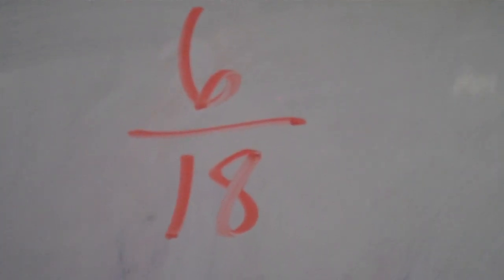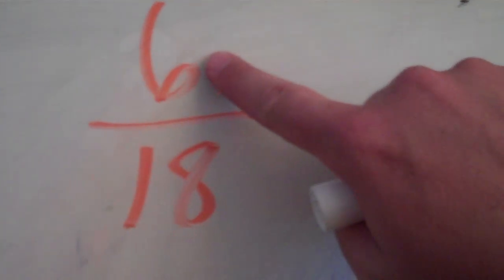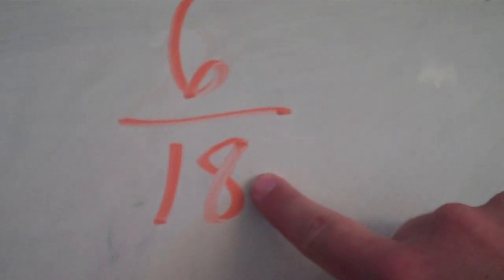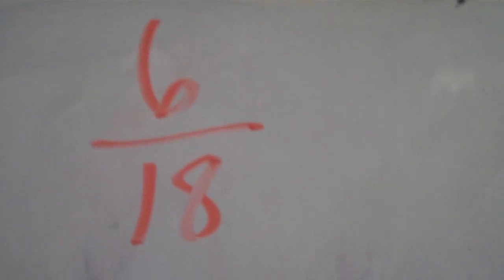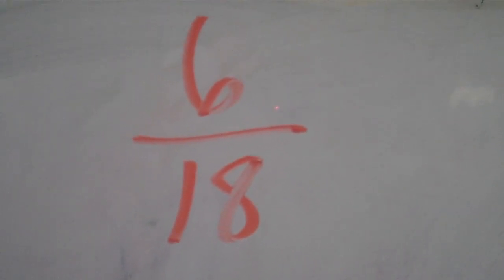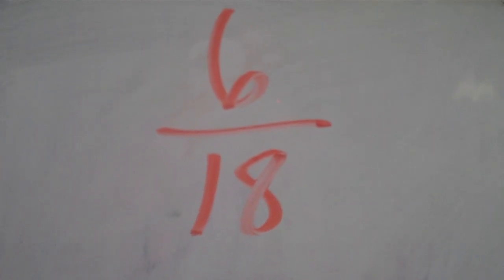Okay, this is what I talked about in class today. Here we have a fraction 6/18, the numerator being 6, the denominator being 18. And we talked about equivalent fractions. Equivalent fractions are two or more fractions that show the same amount.